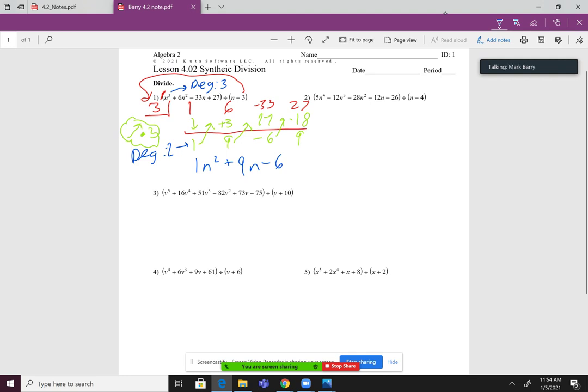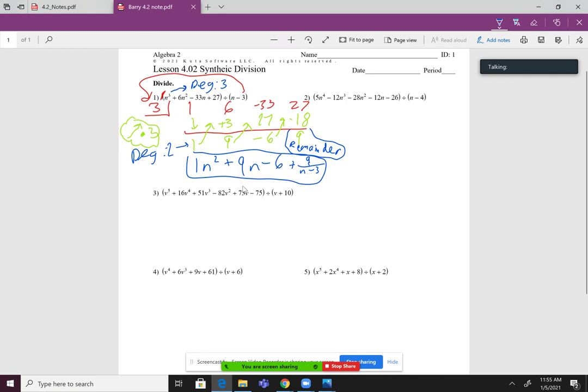And then the last number is always your remainder. But let me tell you how we're going to write the remainder. We're going to write the remainder as a fraction over whatever we were dividing by. So in this case, if we look back at the original problem, we were dividing by n minus 3. So I put the remainder over whatever it is we were dividing by, okay?